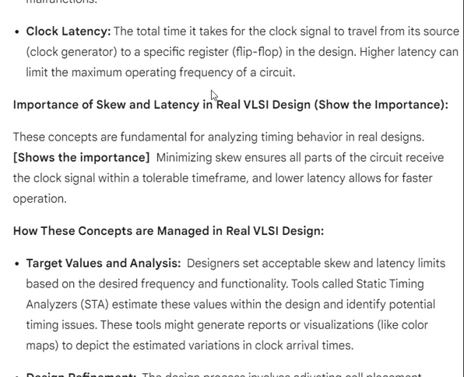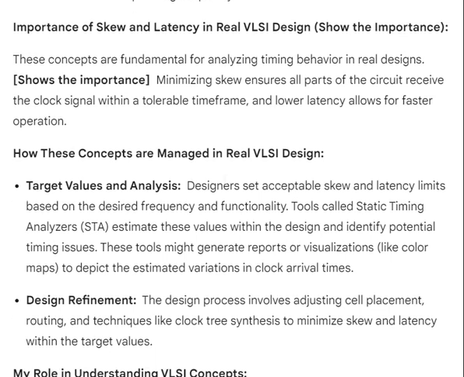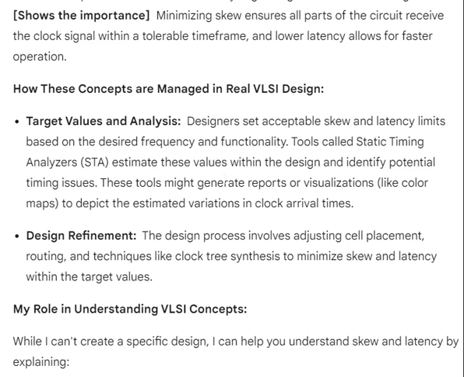Clock latency. The total time it takes for the clock signal to travel from its source, the clock generator, to a specific register, or flip-flop, in the design. Higher latency can limit the maximum operating frequency of a circuit. Importance of skew and latency in real VLSI design. These concepts are fundamental for analyzing timing behavior in real designs. Minimizing skew ensures all parts of the circuit receive the clock signal within a tolerable time frame, and lower latency allows for faster operation.